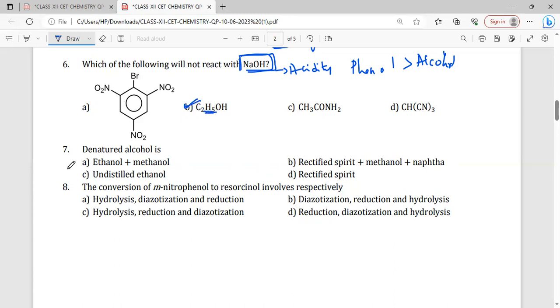Okay. Next, coming to question number 7, denatured alcohol is. Okay, this is a factual based question. The denatured alcohol is ethanol plus methanol, right? Ethanol is a drinking alcohol. So now we add methanol so that the ethanol which is being used for commercial purposes should not be used for drinking. For that reason, we'll be adding methanol to ethanol, and now the alcohol is said to be denatured.